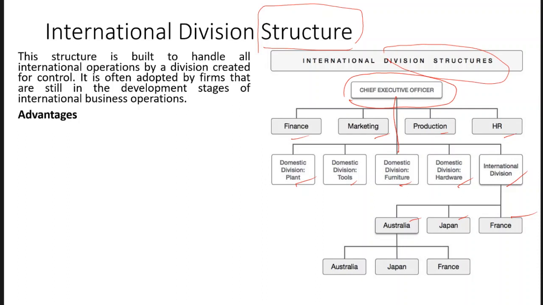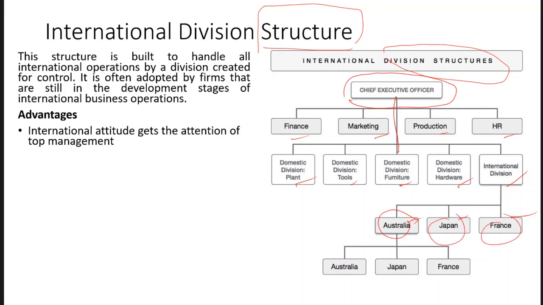The advantages of this structure are: first, the international attitude gets the attention of top management. So these subsidiaries within the countries will get attention from the top management of the company. And also the united approach to international operation, because they just entered a new country, usually the approach will be very united. It means that most of the divisions will try to come up with the international operations together within each country. So in other words, they will help each other.